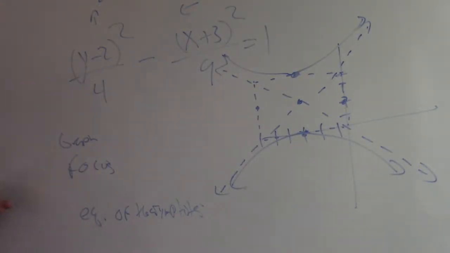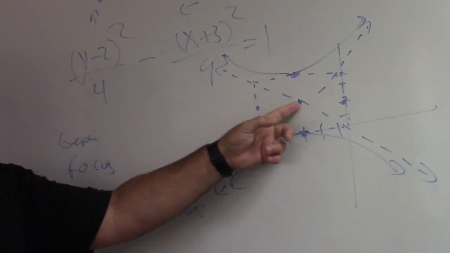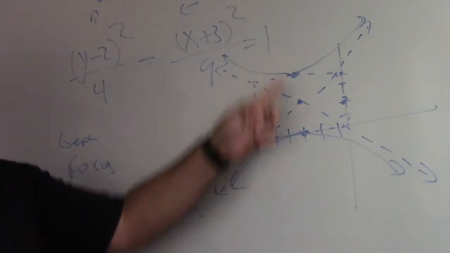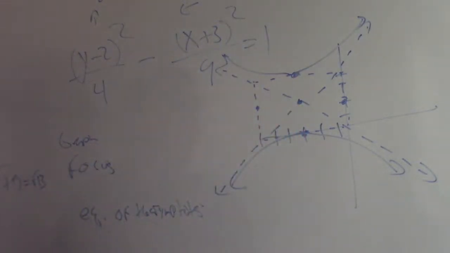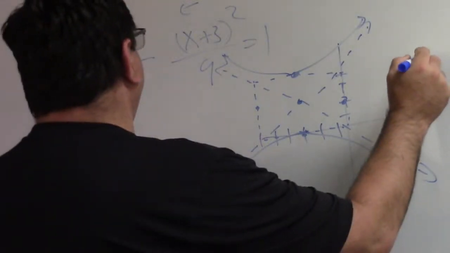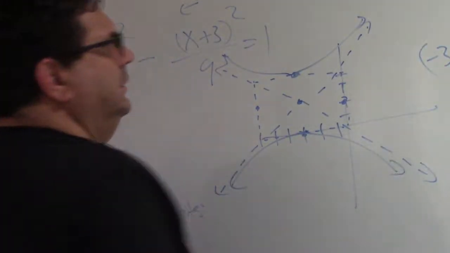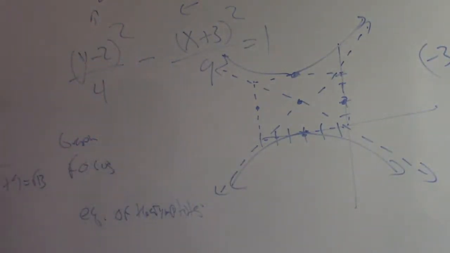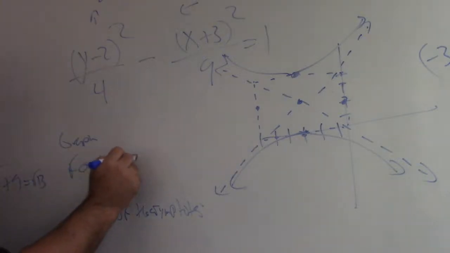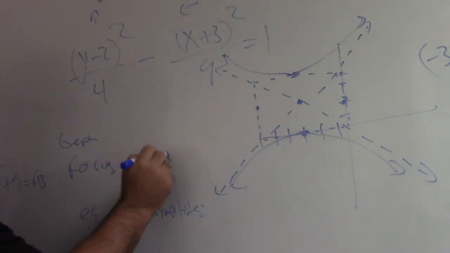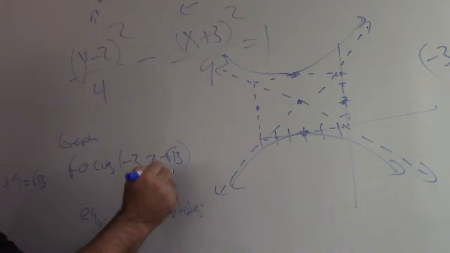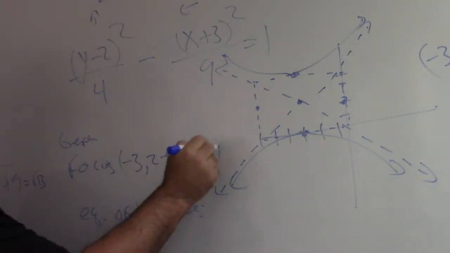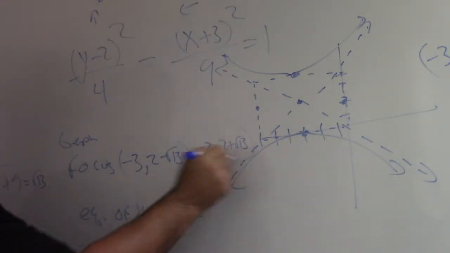All right, now the focus is going to be 4 plus 9, you're going to take the square root of that, so square root of 13, yeah? And it'll be off of this center point, but it goes in the direction of the parabola. So in this case, your center point is at negative 3, 2. So your focus is going to be negative 3, 2 minus the square root of 13, and negative 3, 2 plus the square root of 13.